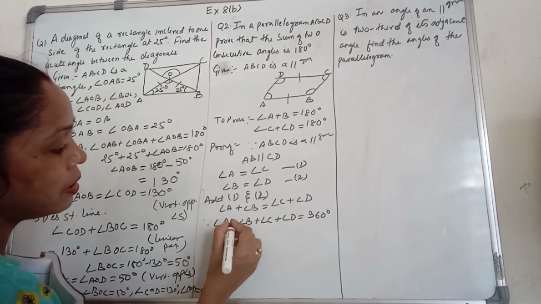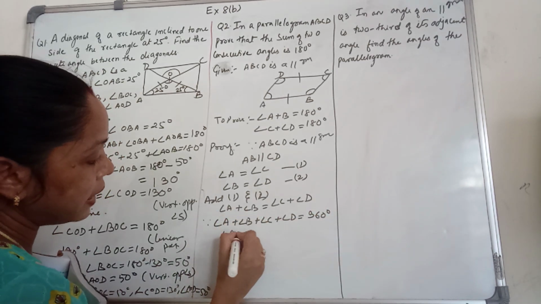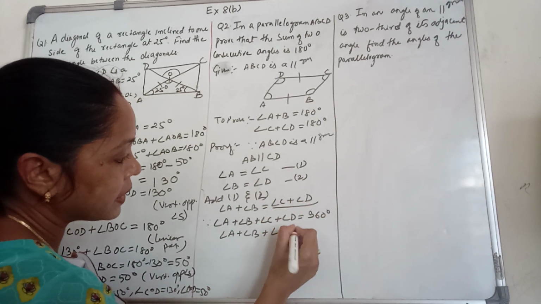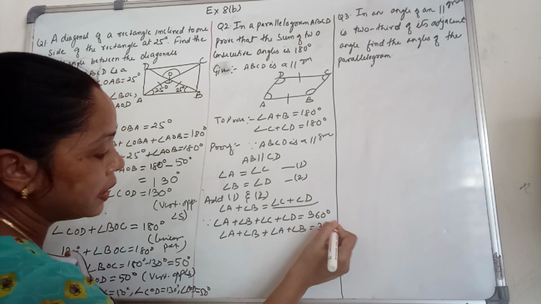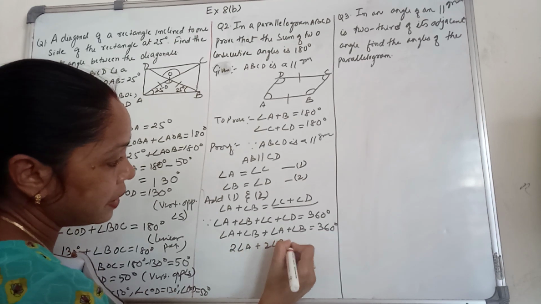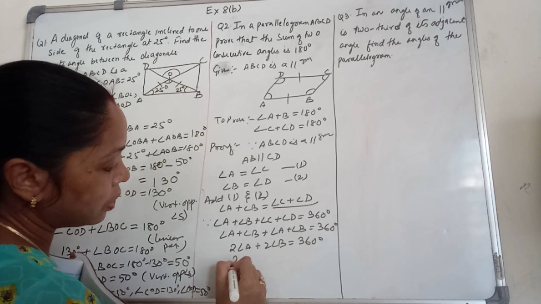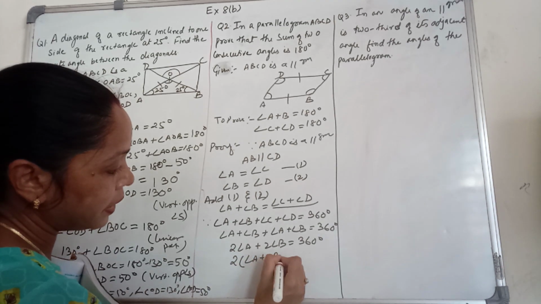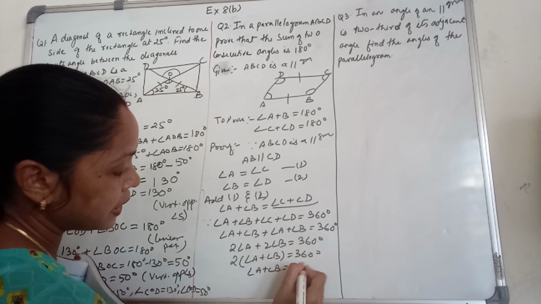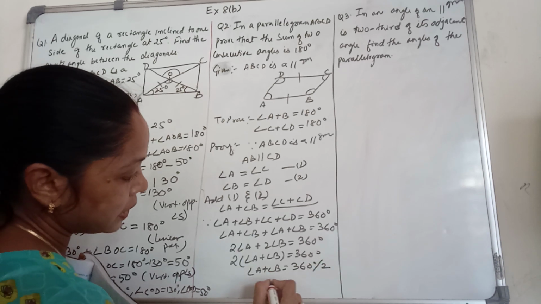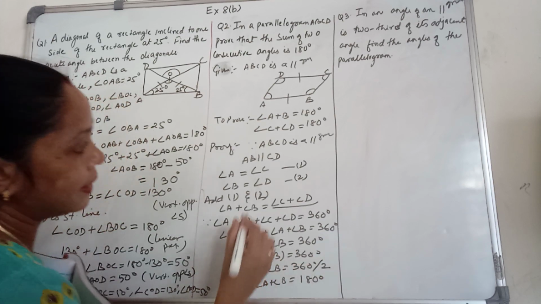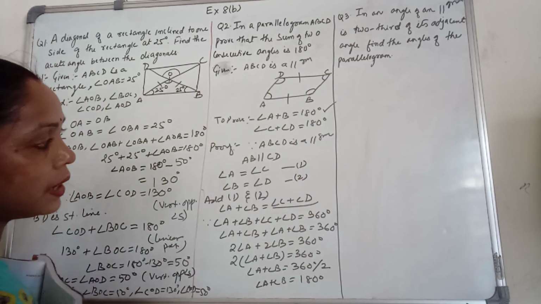degrees. So now angle A plus angle B, write this one, angle A plus angle B. Now angle C plus angle D, you can write again angle A plus angle B, which is equal to 360 degrees. Now this one will be twice angle A plus twice angle B, which is equal to 360 degrees. Take the 2 as common. So angle A plus angle B is equal to 360 degrees divided by 2, which is equal to 180 degrees. See, angle A plus angle B equal to 180 degrees.